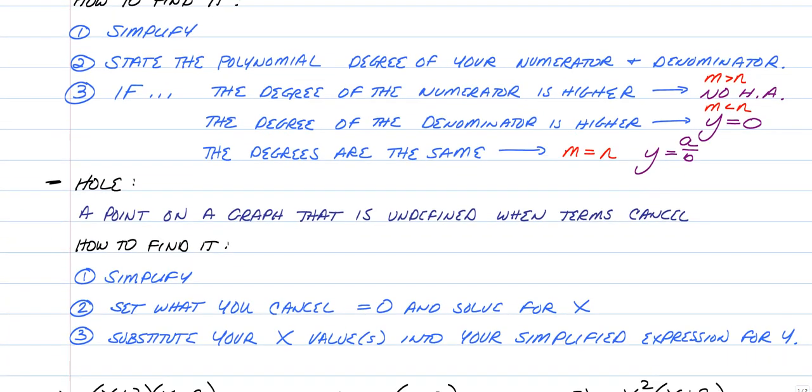Okay? And then finally, a hole is just a single point on a graph that is undefined because terms cancel. So to find it, we're going to simplify, and then we're going to set what we cancel equal to 0 and solve for x. And then once we have our x value, we're going to substitute that into the simplified equation, and we're going to find our value of y.